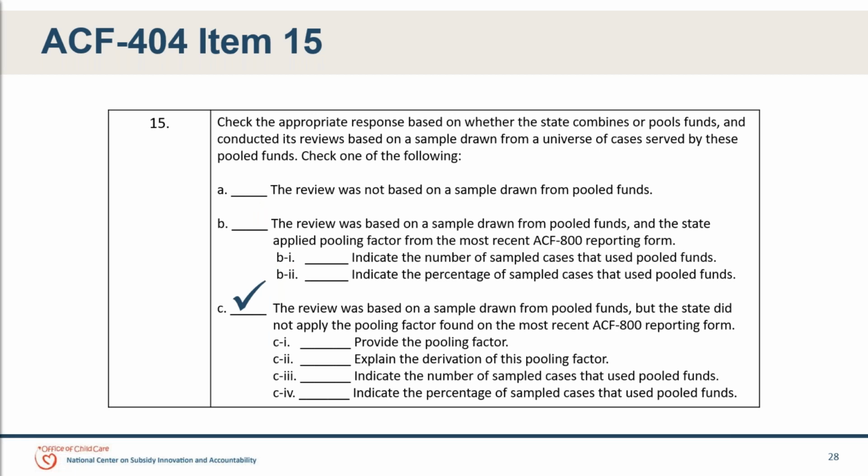If you used a pooling factor that was different from the one you gave on the most recent 800 reporting form, then you would check C and answer these 4 items. Let us know what the pooling factor is, how you came up with it, and then give the number and percentage of sampled cases that use pooled funds.